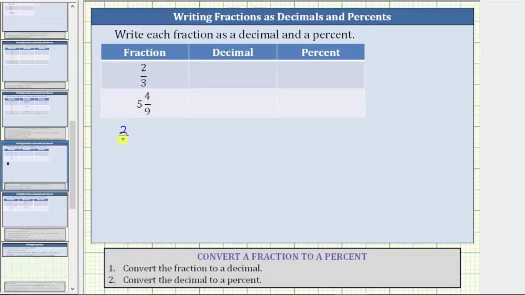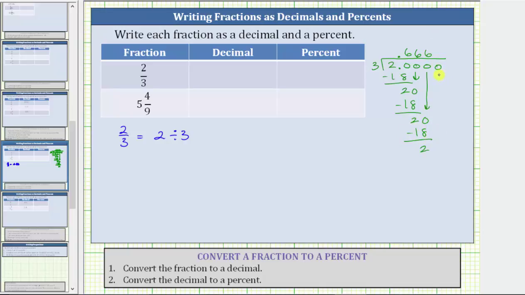The fraction 2/3 is equivalent to 2 divided by 3. Let's show the division on the right. If we stop here, we should recognize the 6 is repeating. We also normally place a 0 in the ones place value. As a decimal, 2/3 is 0.6 repeating, which we write as 0.6 with a bar over the 6. The bar over the 6 indicates the 6 repeats.